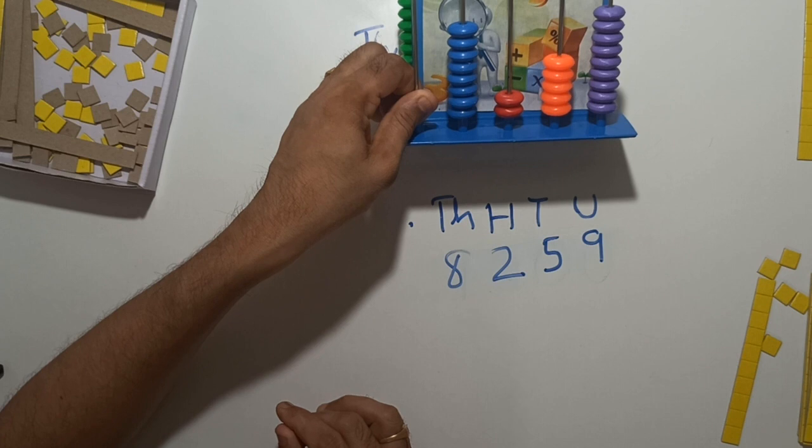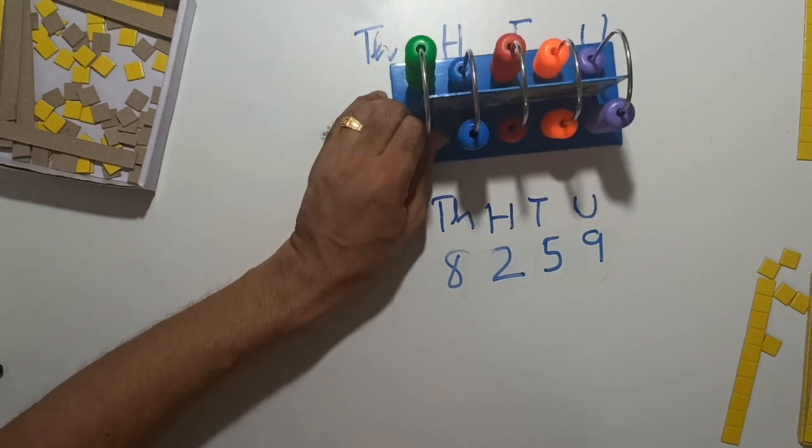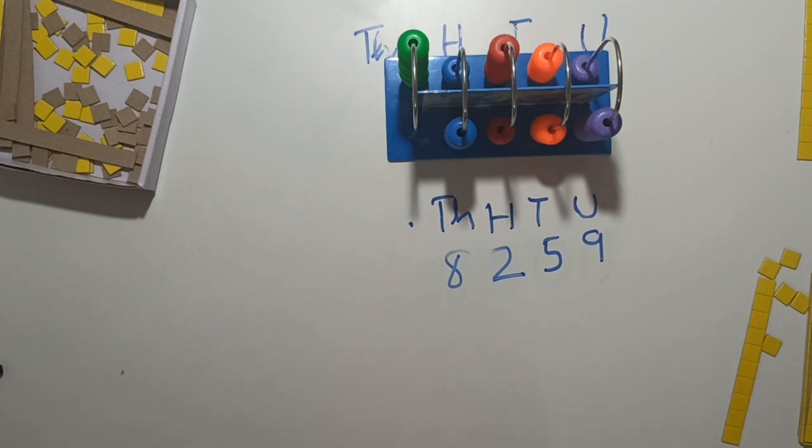8259. So why don't you go ahead and try representing a lot more numbers like this. And if you have any questions, you can always get in touch with us at support@mathbuddyonline.com.